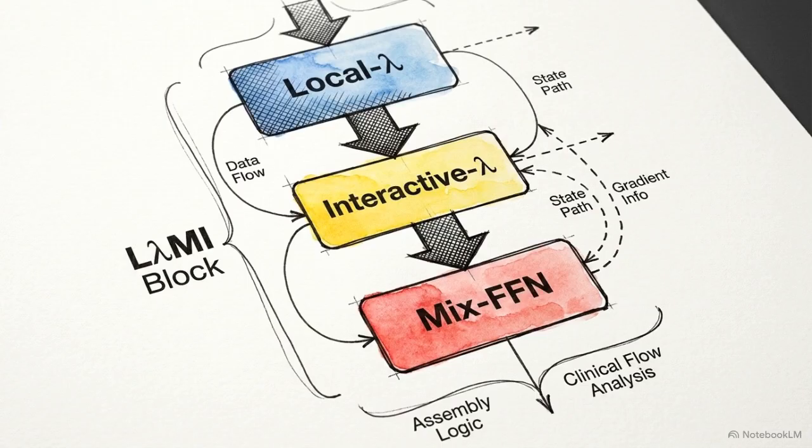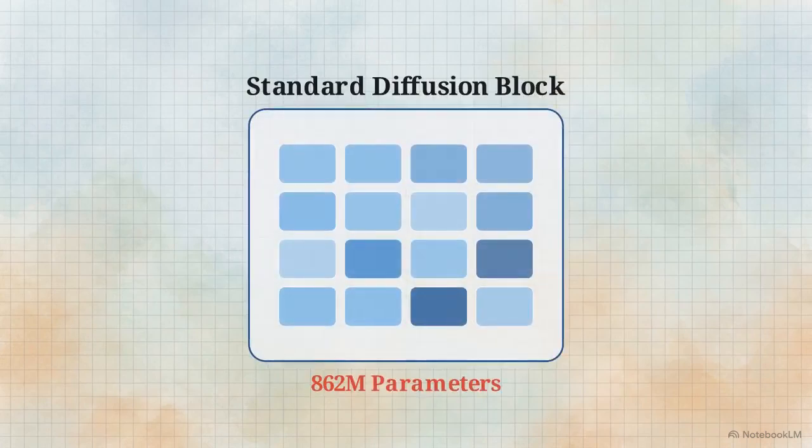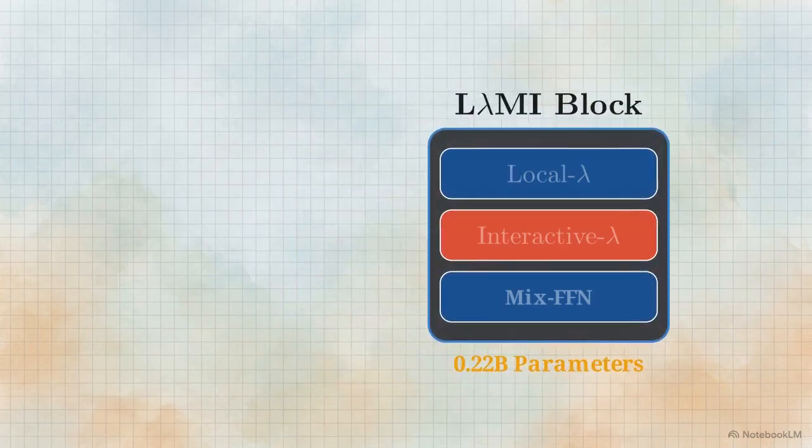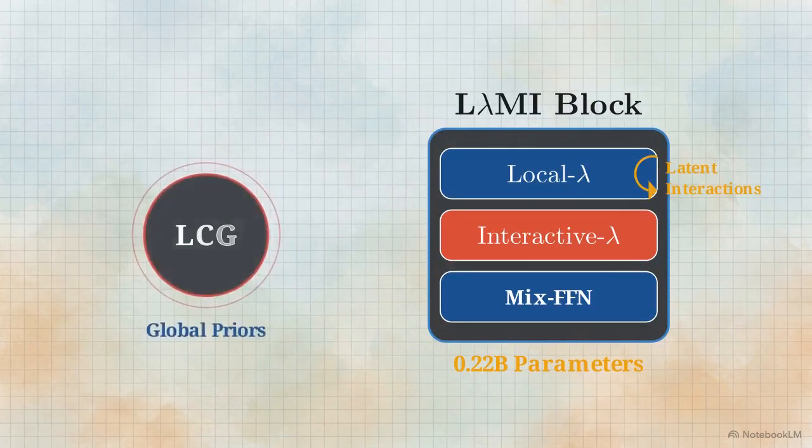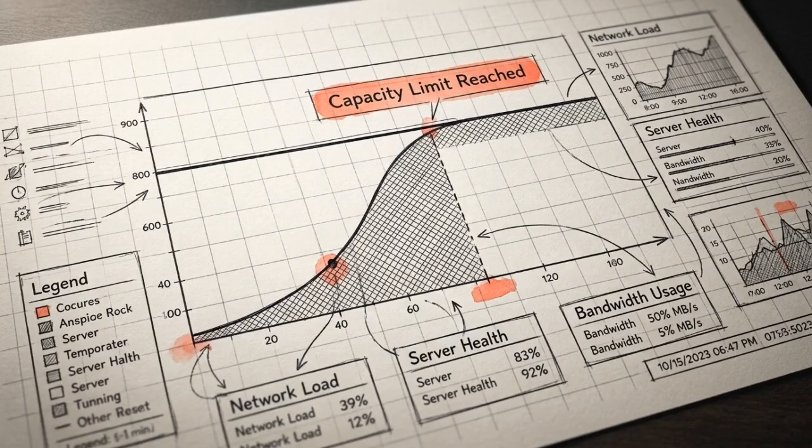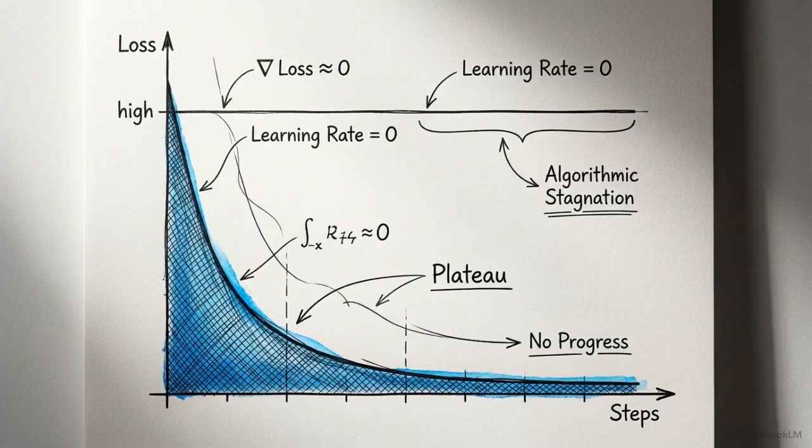These lambda modules are combined with highly compressed depthwise convolutions and specialized mix FFNs. This final architectural assembly is the local lambda mix interaction block, or L-lambda-MI. The L-lambda-MI block successfully sheds hundreds of millions of parameters while preserving the crucial latent interactions and global priors that naive compression destroyed.